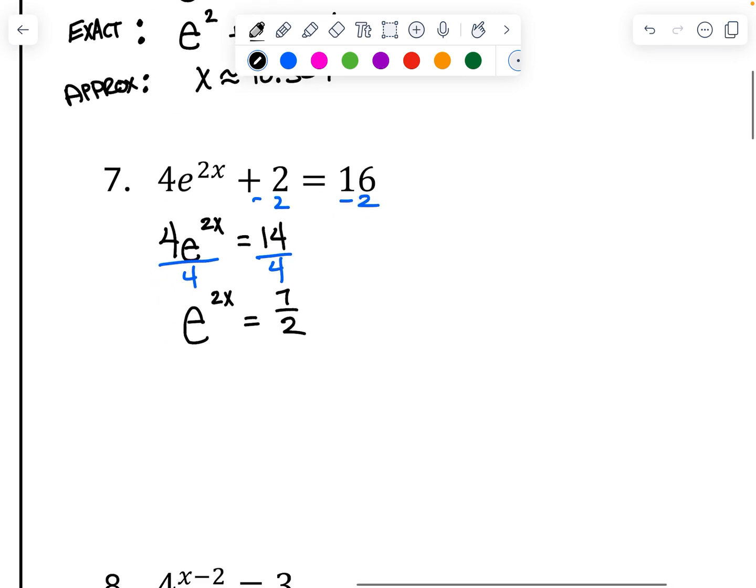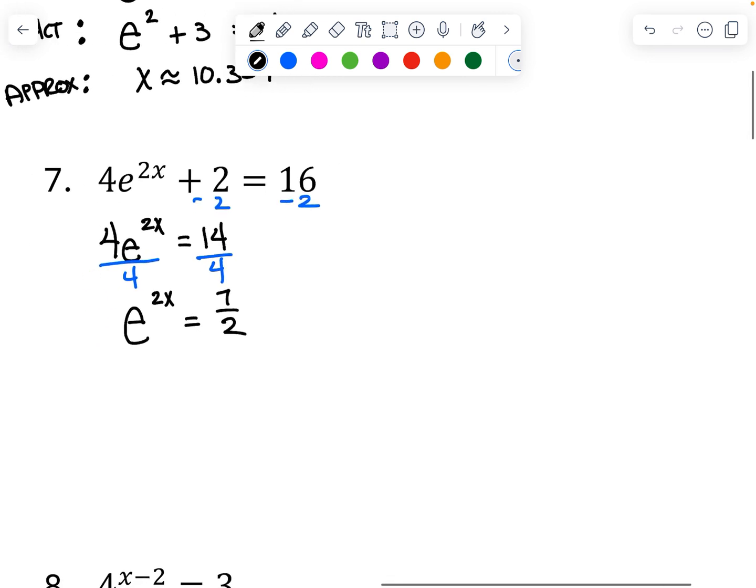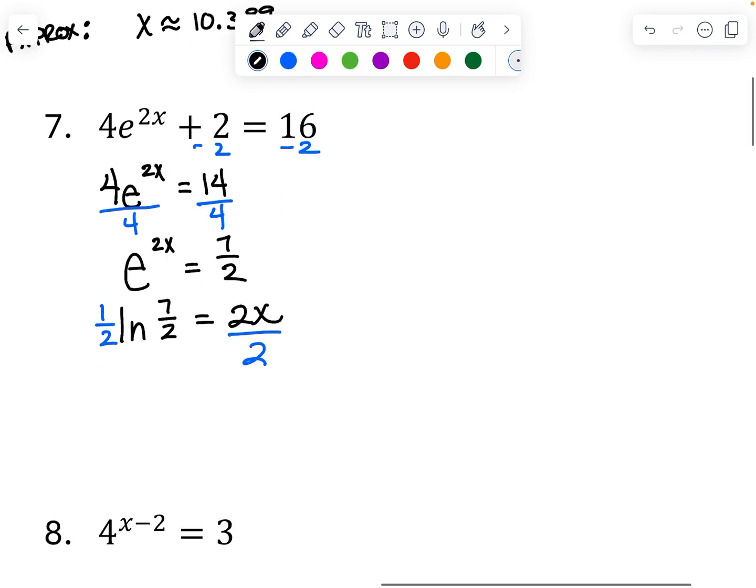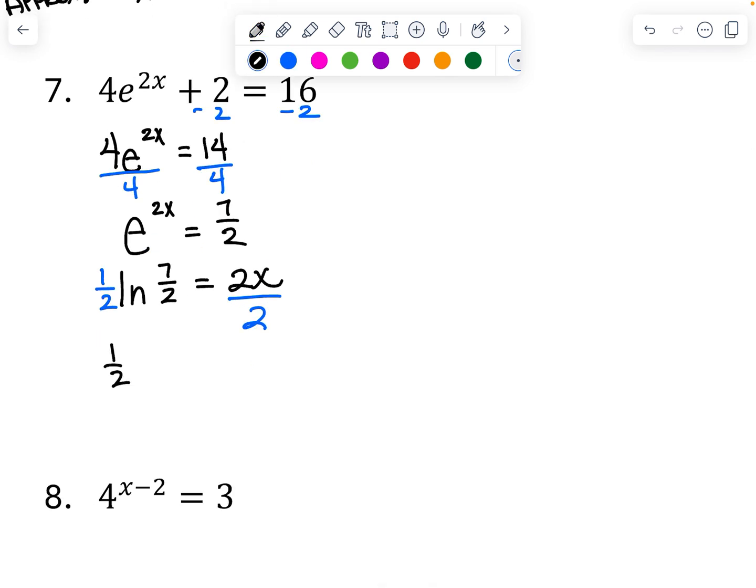So that's going to be the natural log of 7 halves is equal to 2x. Then I'm going to divide by 2, which is the same as multiplying by a half. So I'm going to have 1/2 of the natural log of 7 halves is equal to x. That is the exact answer.